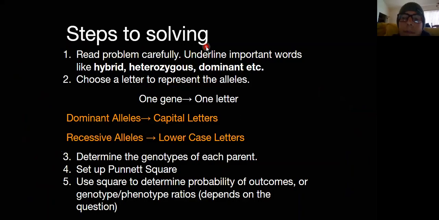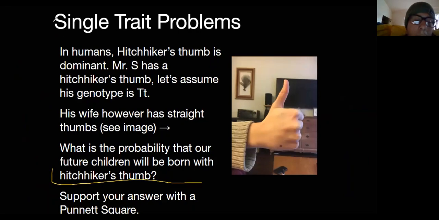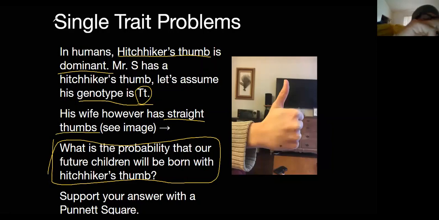Okay, so here are some general steps to solving this. You want to read the problem carefully. Underline important words like hybrid, heterozygous, or dominant. You saw me just instinctively do that. You want to ask what the question is asking. The question is asking, what is the probability that our future children will have hitchhiker's thumb? Then look at which trait is dominant, and we saw that hitchhiker's thumb is dominant, or see which one is recessive. Then we said, what is the genotype that at least one of the parents has, and what trait does the other parent have? In this case, straight thumb. And then you want to draw those allele combinations.